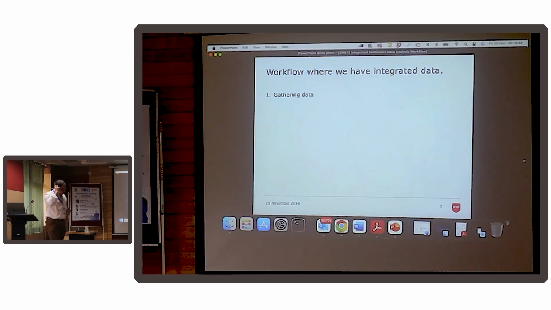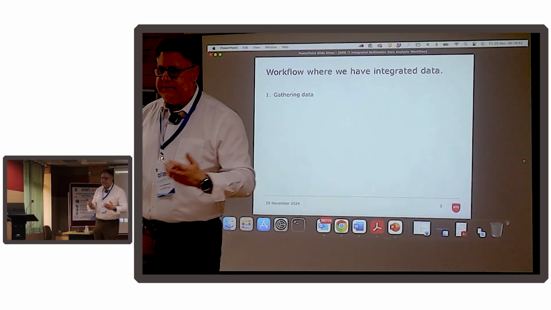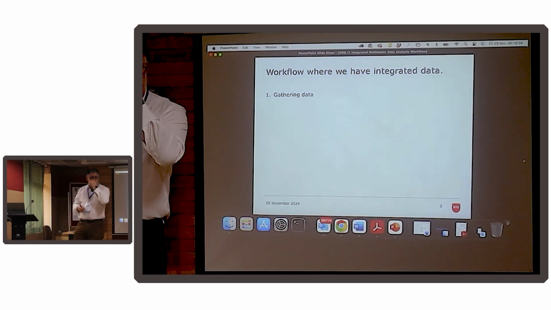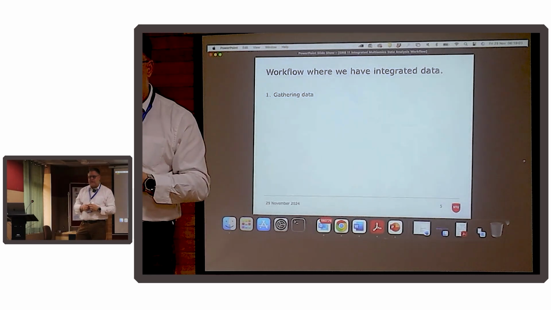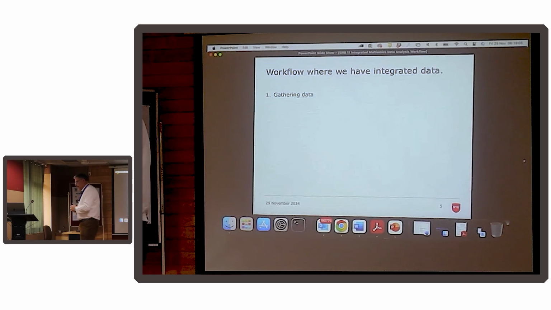So what do we do with this? If we've got a workflow where we have integrated data, how do we use it? Well, first of all, we gather the data. We need to see what sources of data there are out there. We need to look into repositories, GEO, TCGA, ArrayExpress.